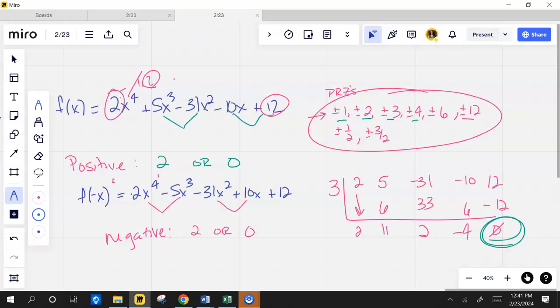I cheated a little bit. I took the calculator. Now, I know that x equals 3 is a solution. How do I know that? It didn't have a remainder.